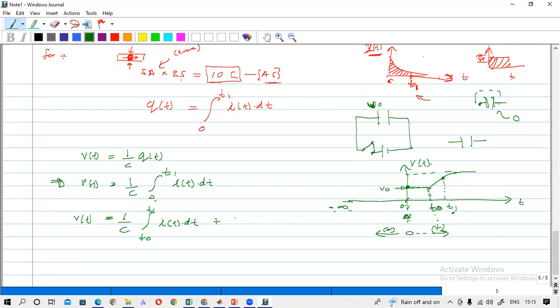You have an initial charge, and due to that charge you have another voltage.